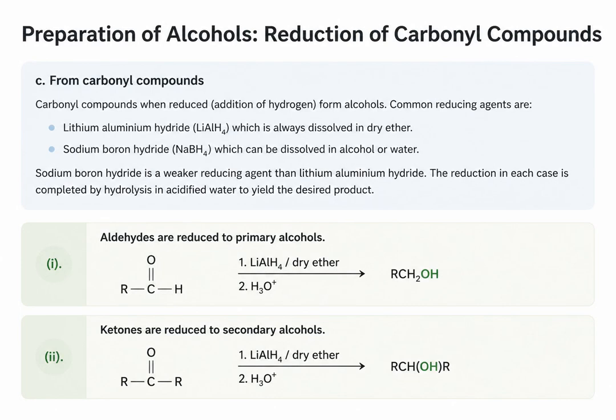Another reliable method for preparing alcohols is the reduction of carbonyl compounds. We typically use reducing agents like lithium aluminum hydride, which must be dissolved in dry ether to prevent violent reactions with moisture, or the milder sodium borohydride. In both cases, the reaction is followed by acid hydrolysis to protonate the intermediate alkoxide. Aldehydes are reduced to primary alcohols, while ketones yield secondary alcohols.